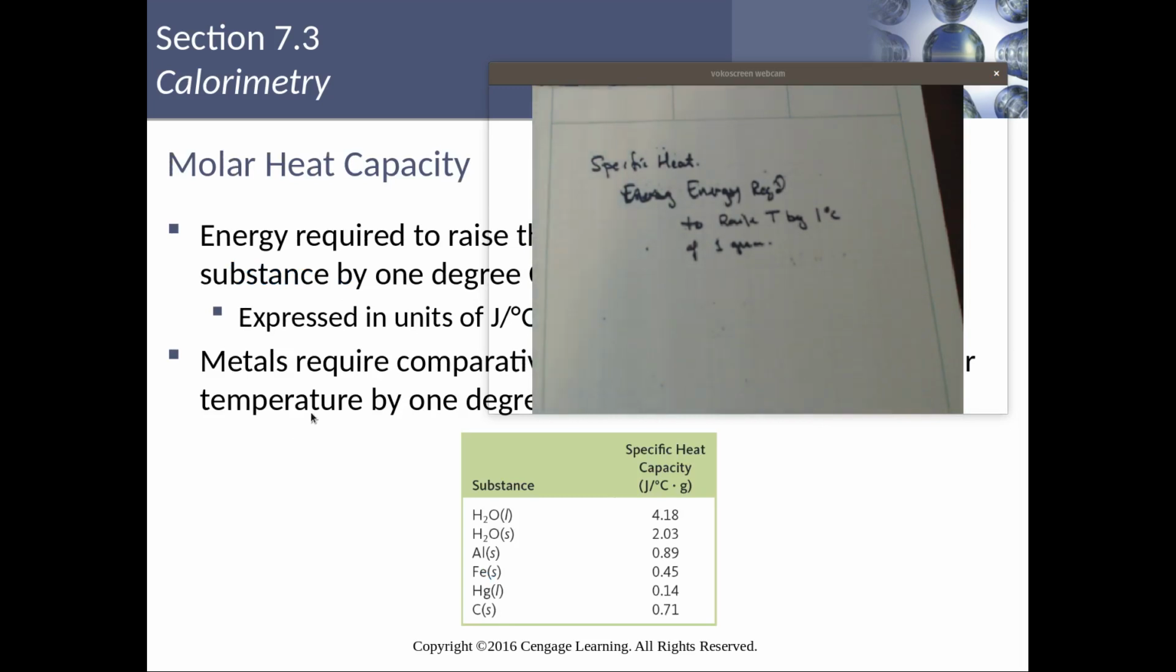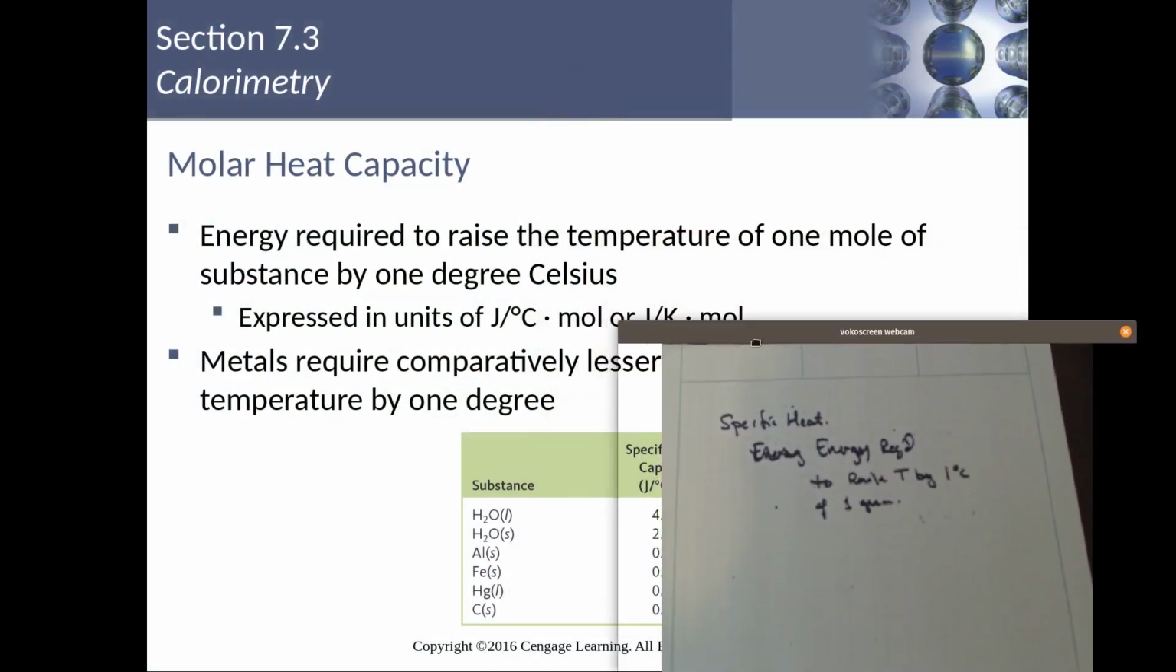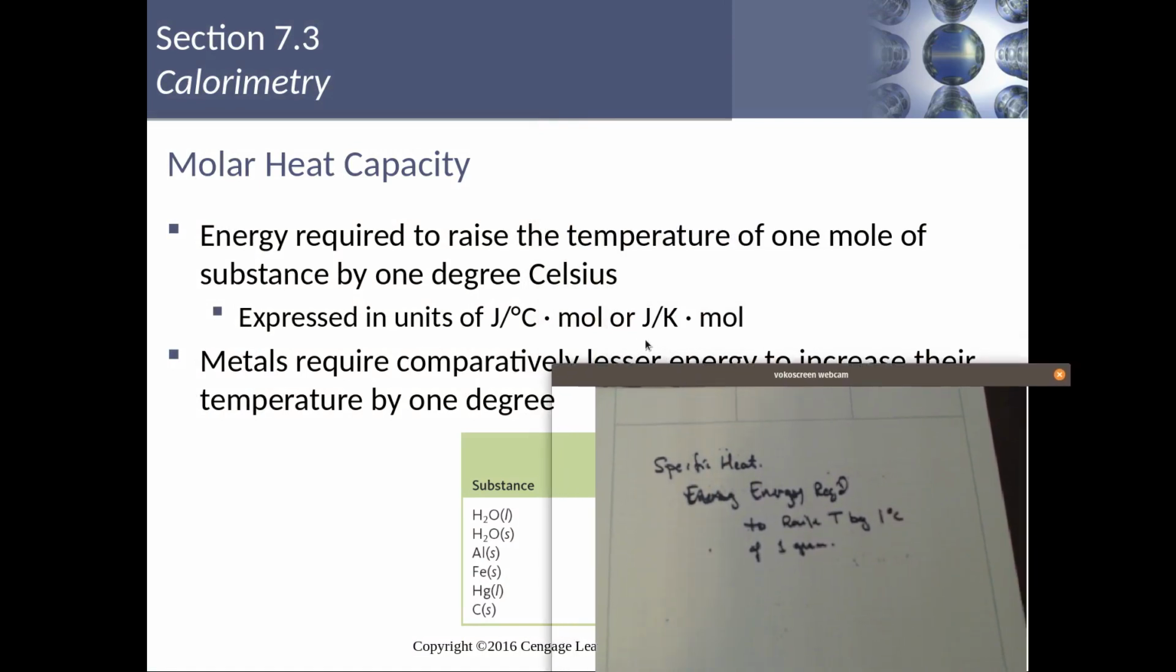Here's a list of different kinds of heat capacity. So you would usually see these in joules per mole C or joules per mole Kelvin.